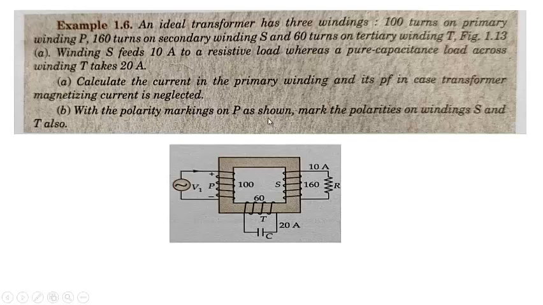With the polarity marking on P as shown, mark the polarities on the windings S and T also. Since the polarity on the primary winding P is plus and minus, the current is going like this. So that means the flux here will be in this direction, clockwise. Now the secondary will draw current to oppose this flux, so the flux direction will be upwards. So when we point our right hand thumb upward, the direction of the fingers will be like this. That means this will be positive, this will be negative.